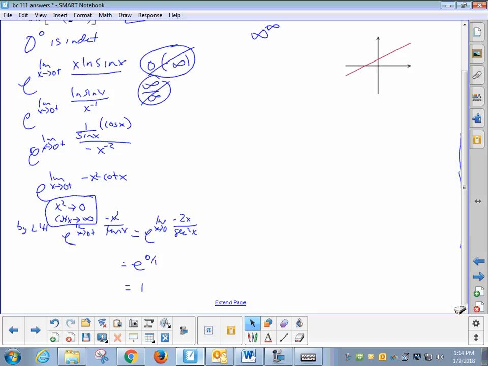I'm just going to ignore my work, but on number 8, what was the answer? 8 was 2. It was 2? 2. Oh, that makes sense. I got e to the ln 2, but... Oh, yeah, that'll be 2. Yes, do that.